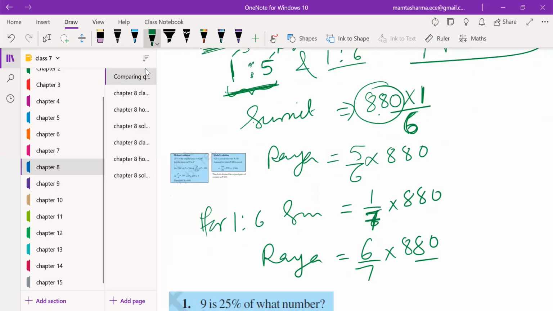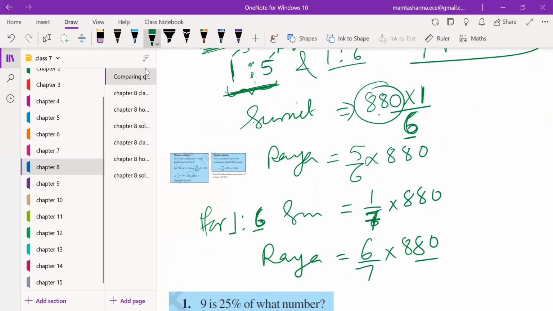Ma'am, I didn't understand why you wrote 1/7 and 6/7. See, 6 plus 1 is 7. Here you added, na? Here, how did the 6 come? 5 plus 1. Yes, ma'am.